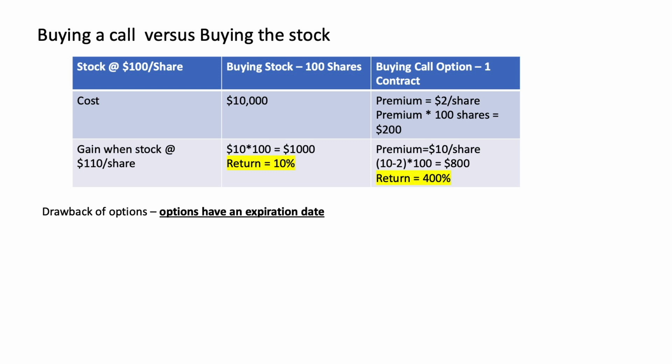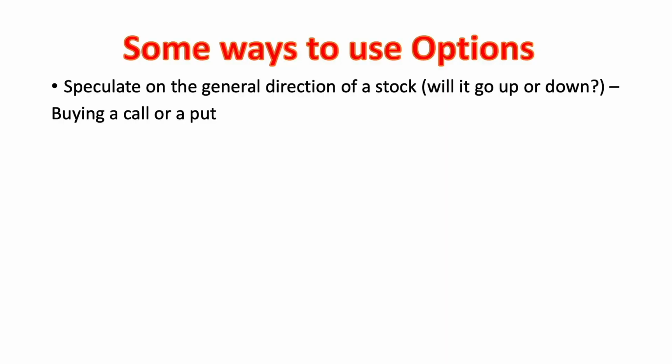The main advantage to using an option is that you gain leverage on your money. But the biggest drawback to using an option is that options have an expiration date, which means that the option could become worthless before that 10% move in the stock happens. The first way in which people use options: speculating on the general direction of a stock. Will it go up or will it go down?